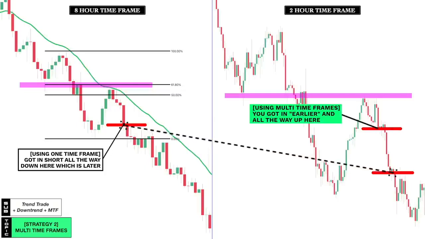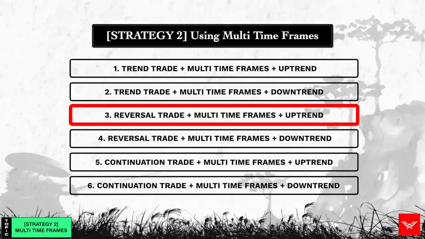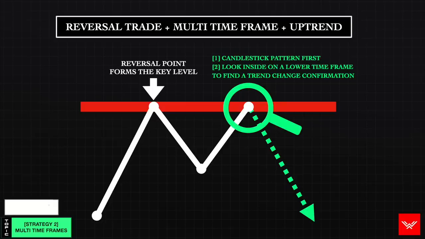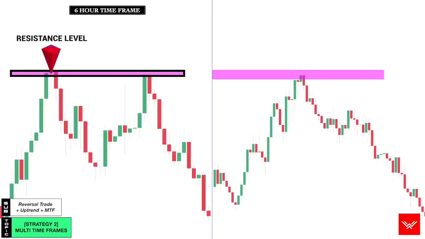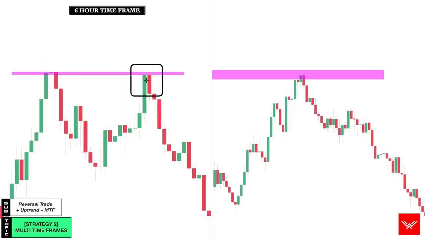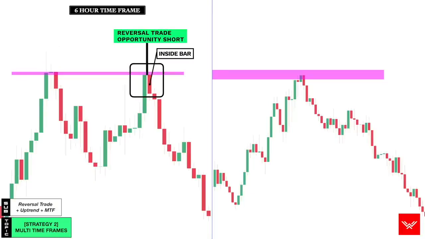So next, a reversal trade in an uptrend using multi-timeframes. On the left is the 6-hour time frame. You had your key level of resistance because of this reversal point here. And this is where your reversal trade opportunity short presented itself, and is where you had an inside bar pattern form at the key level.